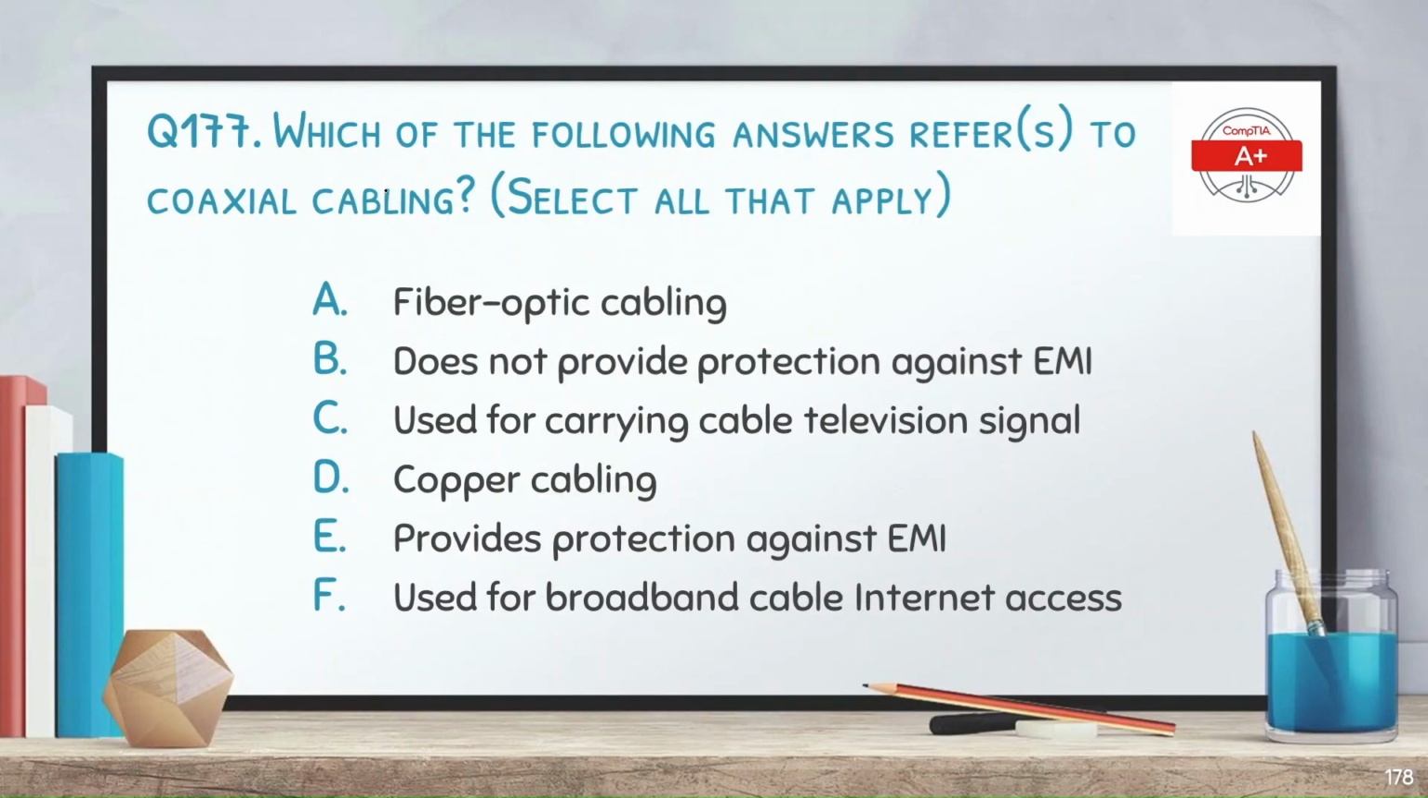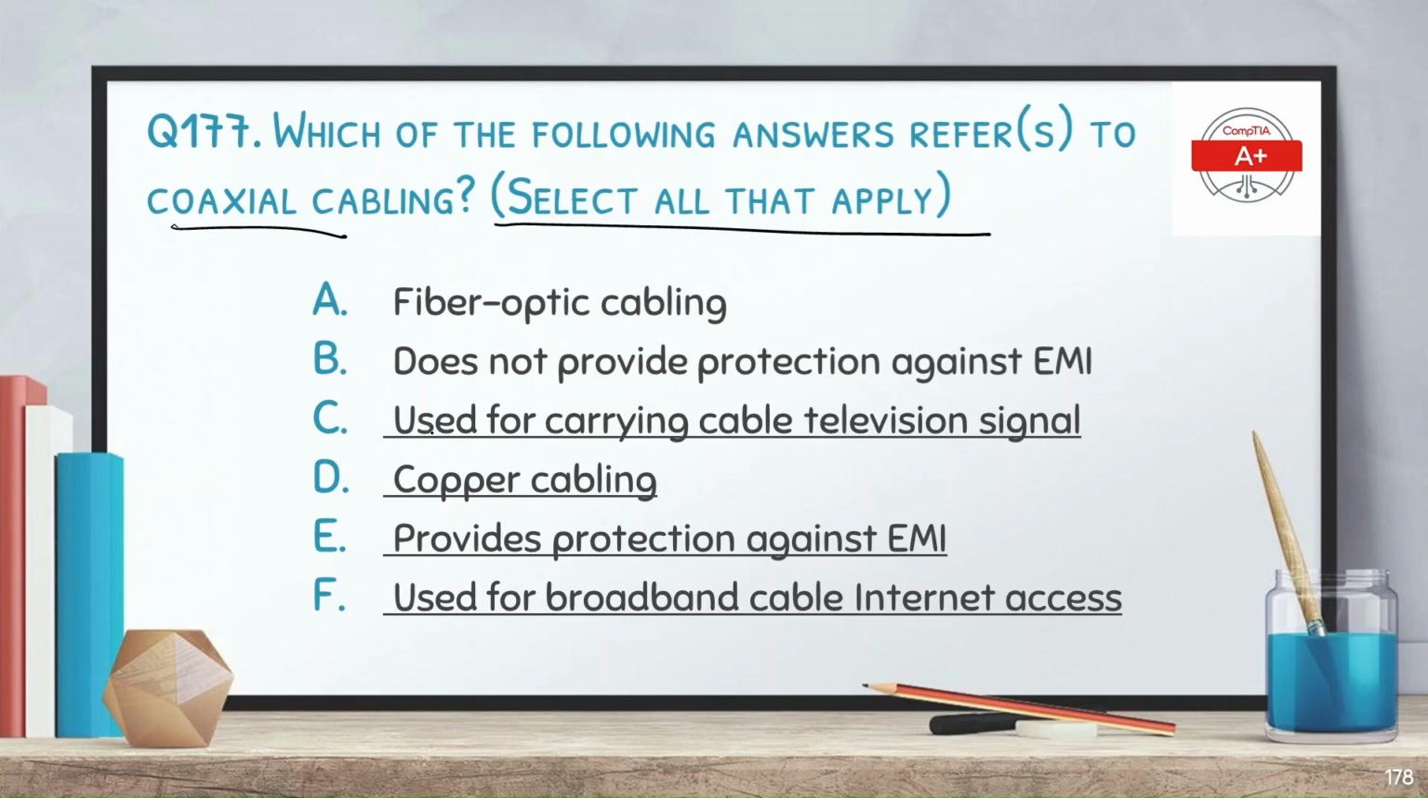Question number 177 is that which of the following answers refers to coaxial cabling? And we have to select all the correct options. And the correct options are that the coaxial cabling is used for carrying cable television signal, and it is copper cabling, and the coaxial cabling provides protection against EMI, that is electromagnetic interference, and it is used for broadband cable internet access.